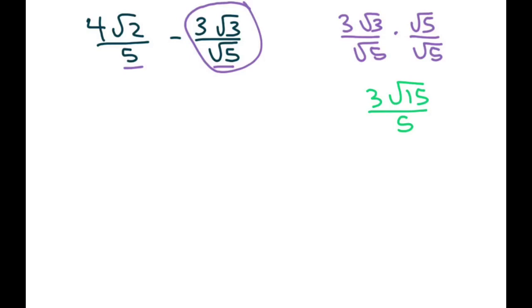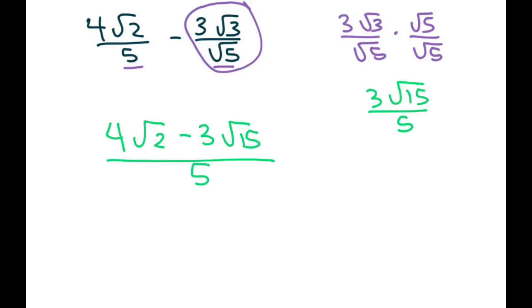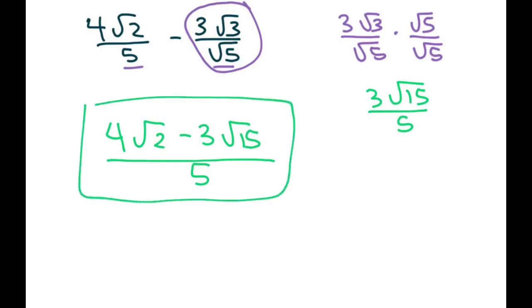So let me write all this out. You get 4 square root of 2 minus 3 square root of 15 over 5. So you can put it all over 5 or each piece under 5. And there's not much you can do with that. That's it. So we just had to really deal with that piece right there.